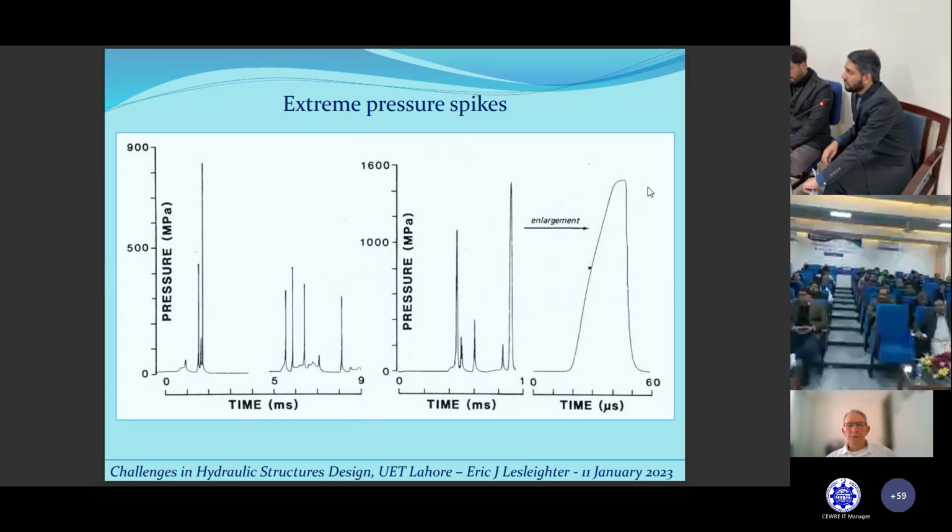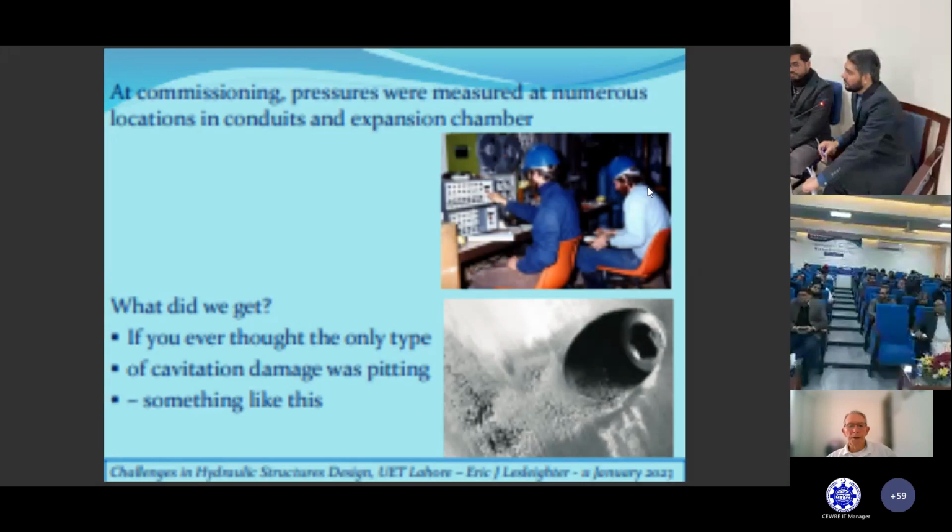We set up all this sort of equipment in the valve house. What did we get? Well, if you ever thought that the only type of cavitation damage was pitting, such as you see in this picture, you have to think again, because in this case, under heads of well over 100 meters, the cavitation expressed itself audibly like heavy bombardment of guns, very heavy artillery, and caused damage to the conduit with dents on the sidewalls with pressures up to 1500 MPa.